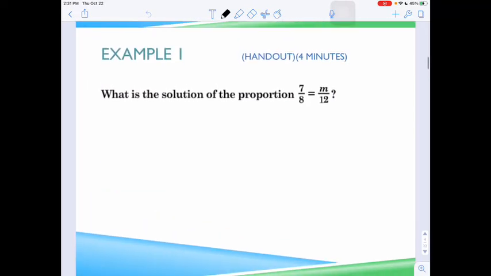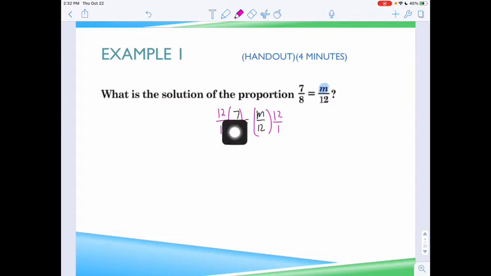So for example 1, we have 7 over 8 is equal to m over 12. What is the solution? So we're trying to figure out what this m value up top is going to be. This problem actually only has one real step, and then we just simplify. The only thing that's on the same side as m that we need to get rid of is that 12. Because we have m divided by 12, the opposite of division would be to multiply both sides by 12.